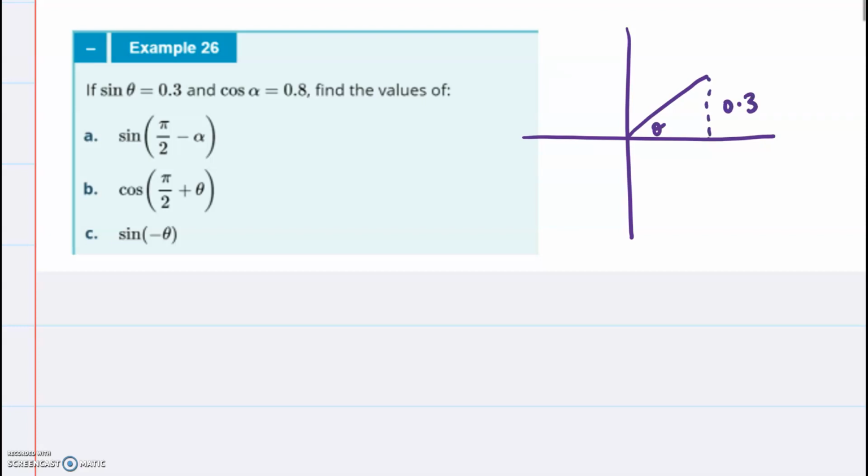And they're telling me that cos of alpha, wherever alpha happens to be, I have no idea where that is, but its x-coordinate is 0.8. I don't really need that diagram, but that's what they're giving me.